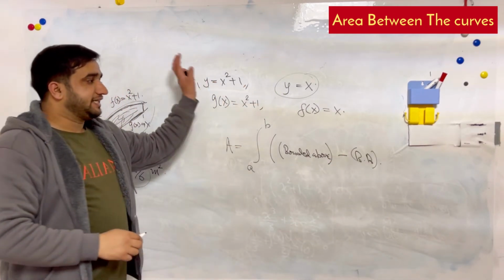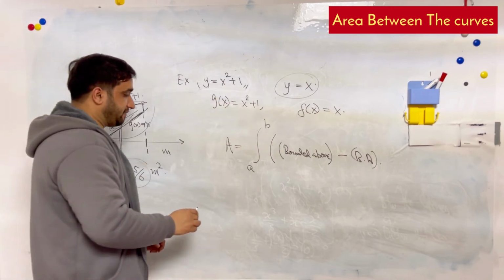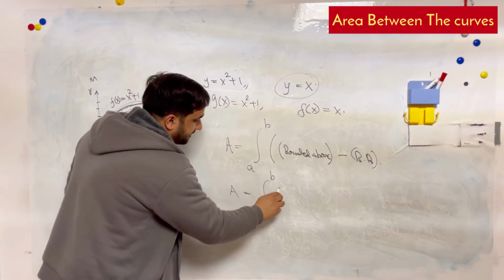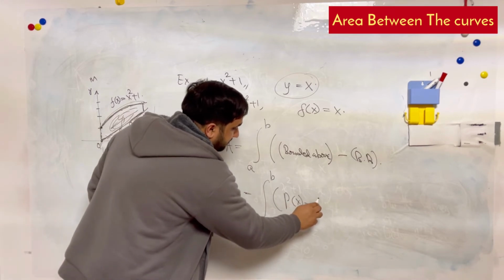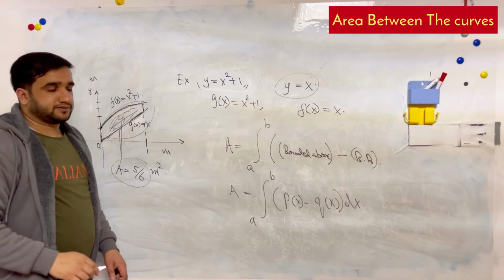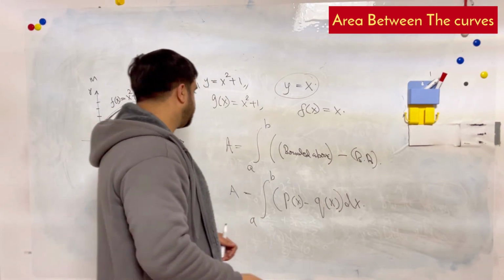So the name doesn't matter. These are just symbols. You can also write area is equal to the integral from a to b of p of x minus q of x dx. So you can always change the symbols.